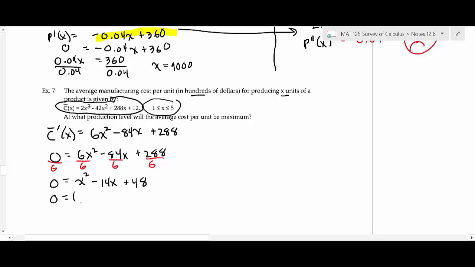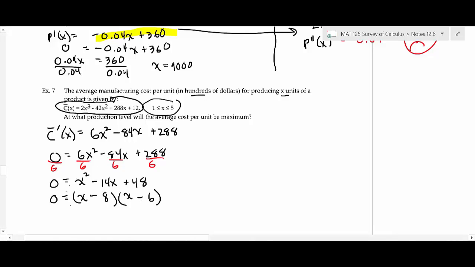If you don't see the factoring, you can go straight to the quadratic formula and do it that way if you want to. So this is (x and x). Factors of 48: let's see, 8 times 6 is 48, right? Yes, 8 times 6 is 48, and 8 and 6 add up to 14. So that's how it goes.